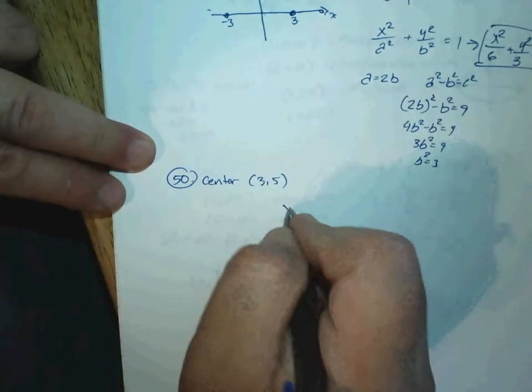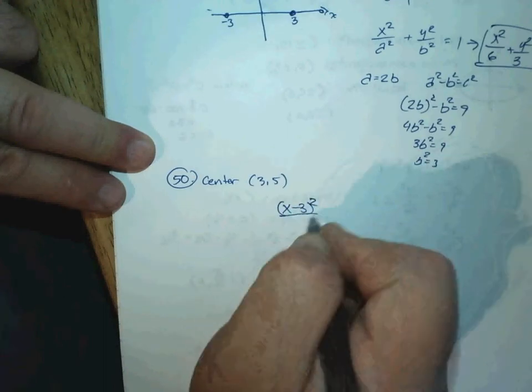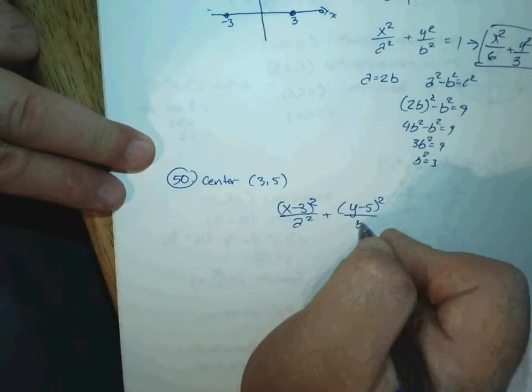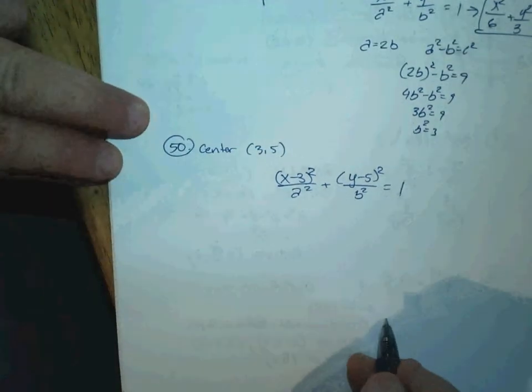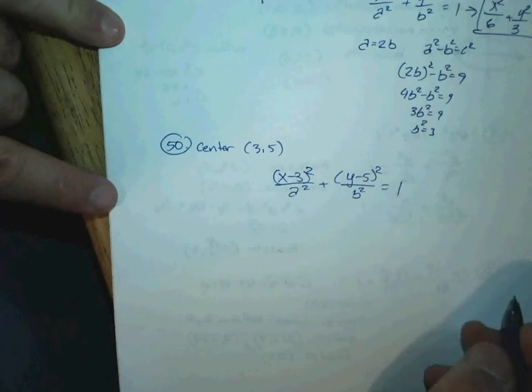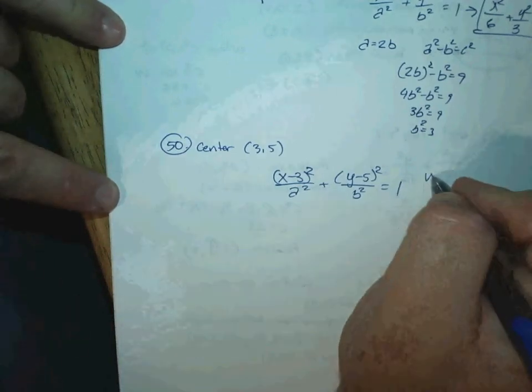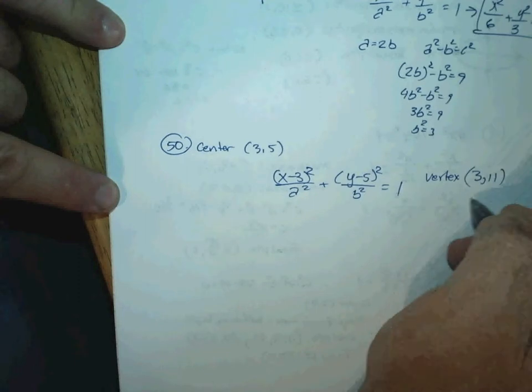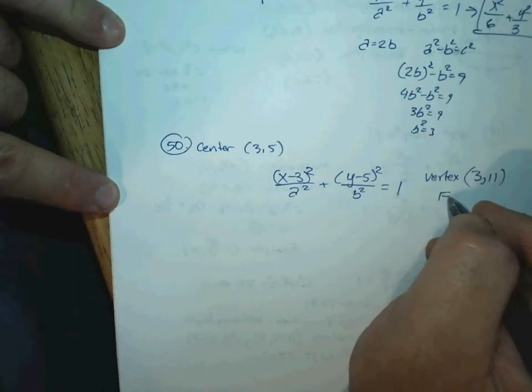All right, let's take a look at number 50 and see if we can get this one. They tell us the center is the point 3, 5. So I know I'm going to have x minus 3 squared over a squared plus y minus 5 squared over b squared equals 1 so far. Okay, they tell me that the vertex is 3, 11.